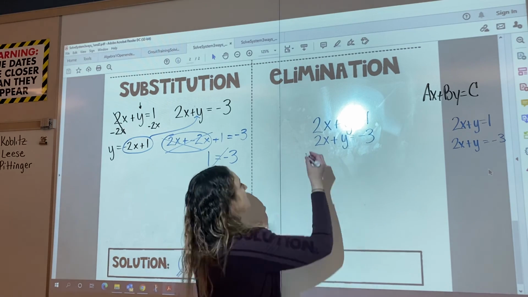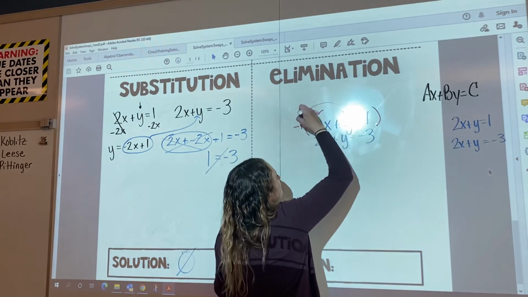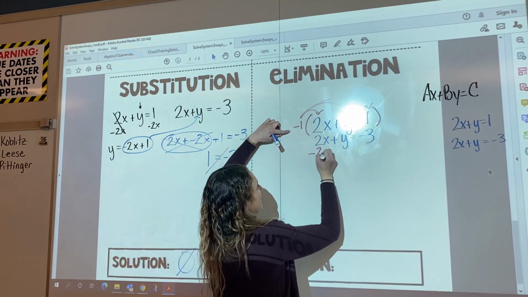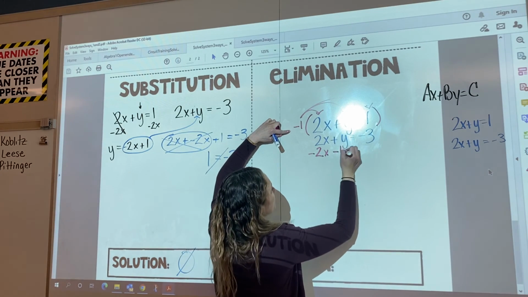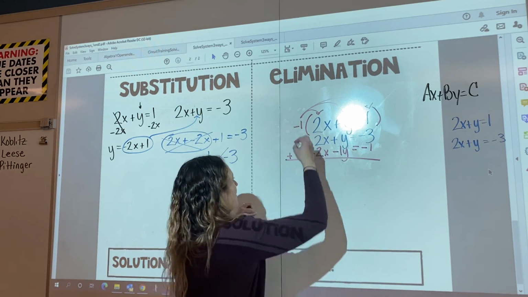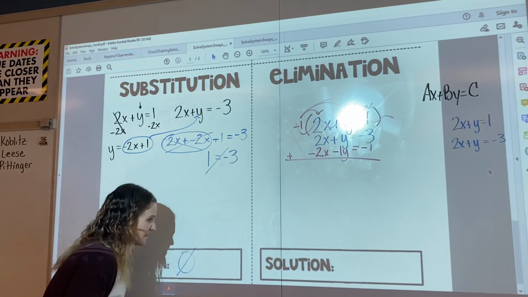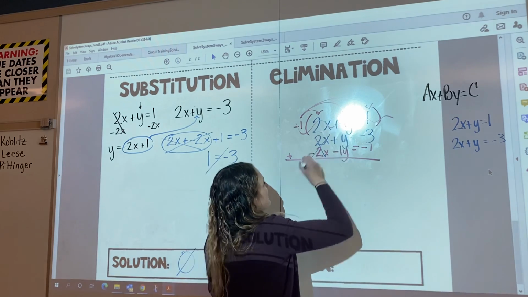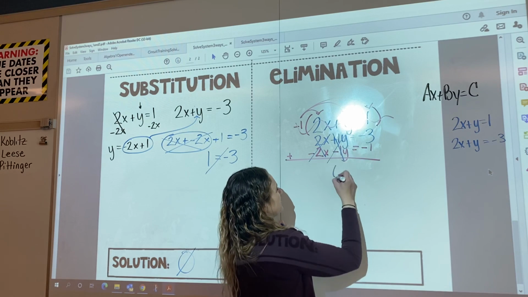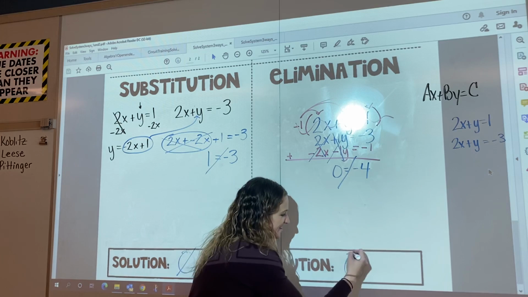I'm going to multiply the top one by negative 1. When I multiply that straight through, all that's going to happen is I'm going to change all my signs. So it's going to become a negative 2x minus 1y equals negative 1. Now I can add them together. And as you can see, this is gone now because I've rewritten it there. All right, from here, I can eliminate my x's. Gone. But also, my y's eliminate, leaving me with 0 equals negative 4. Again, not true. No solution.